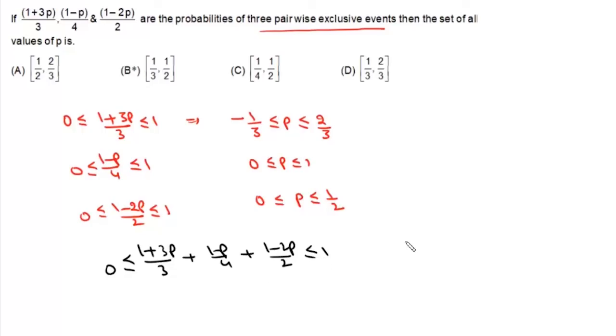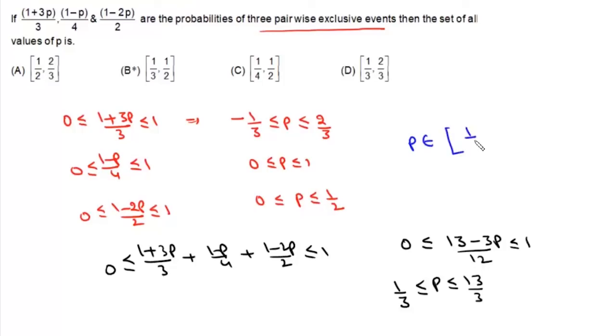Now this value is (13 minus 3P) by 12, and it should lie between 0 and 1. Now from here we'll get the condition that P is less than or equal to 13 by 3, and it should be greater than or equal to 1 by 3. Now if we take the intersection of all these conditions, then we'll get the value of P. It should lie between 1 by 3 included and 1 by 2 included, and that's your option B.